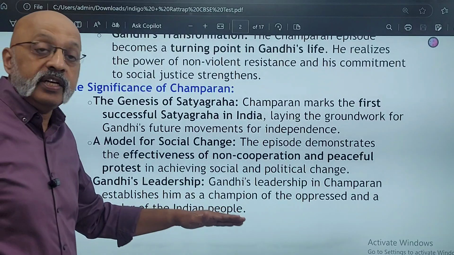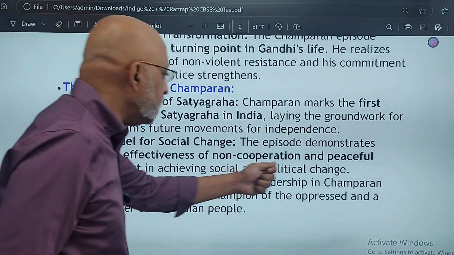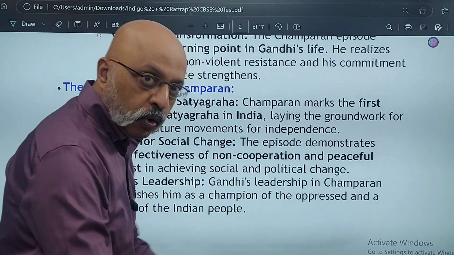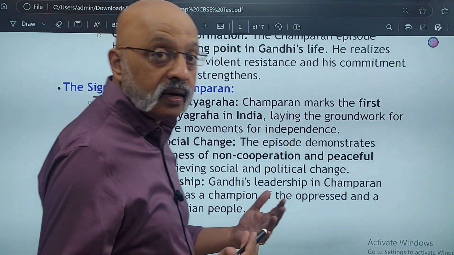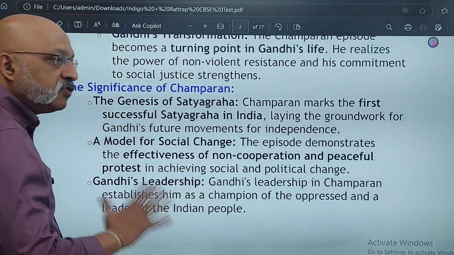And Gandhi's leadership gets emphasized. Okay, it gets strengthened. His leadership in Champaran establishes him as a champion of the oppressed, the people who are suffering, and a leader of the Indian people in the independence movement. I hope this is clear. This kind of gives you a gist.